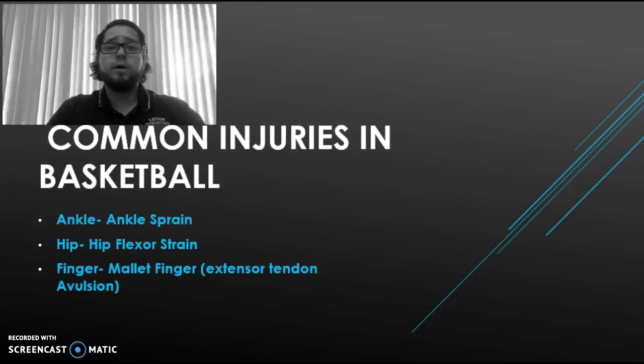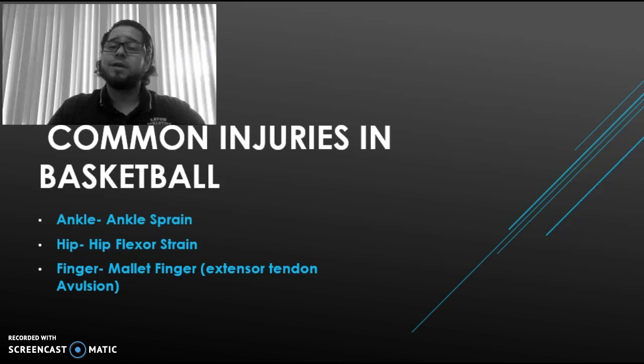Hello, I'm going to talk about the most common injuries seen in basketball. To me, the most common injuries occur to the ankle, the hip, and the fingers. In ankles, the injury that is most common is the ankle sprain. This injury is common because in basketball, you run and you jump and you use your ankles for this constantly.